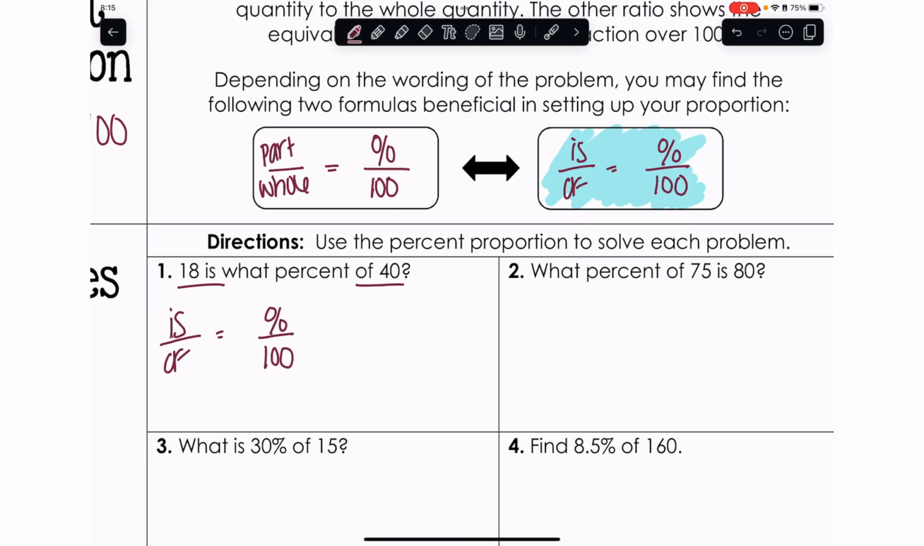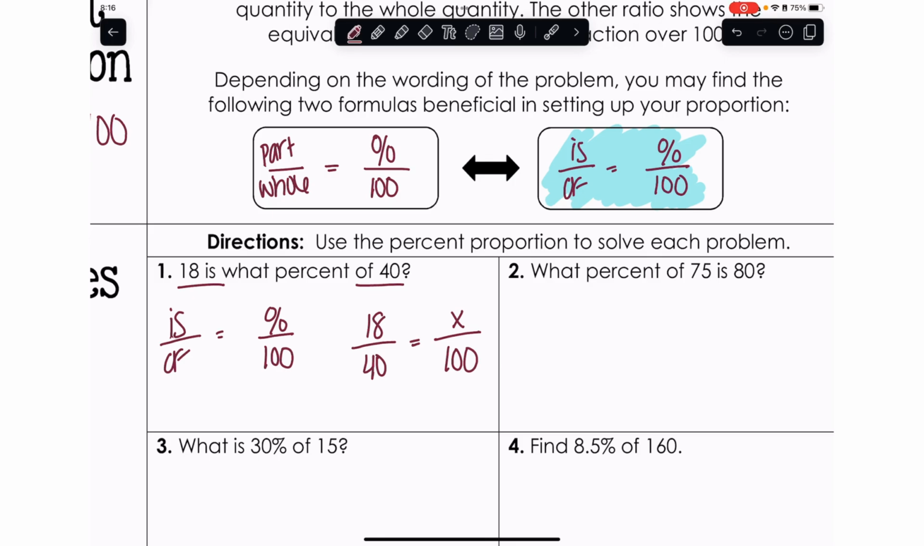Okay, so that would be 18. It tells me 18 is what percent? I don't know what percent, so that's what I'm trying to find. Remember, we always have to have a variable. The percent over 100 is always going to stay there. I don't know what percent, so that's where I'm going to put my variable. And then of 40: that 40 is around the word of, and it's associated with that. Sometimes you have to look a little bit more carefully. It's not just as easy as saying they're right next to each other, because sometimes a number can be around two words and you have to pick. And that would be my proportion here.